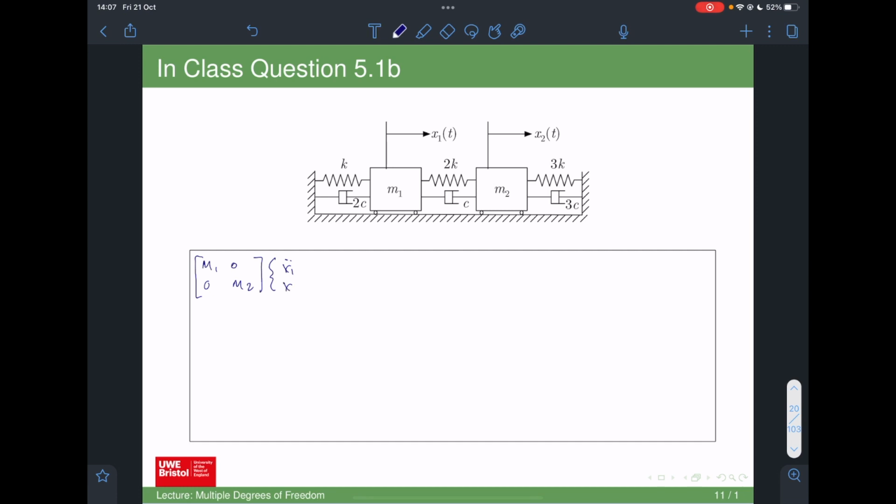X1 double dot, X2 double dot. Damping: for mass 1 we've got 2C and C, so that's 3C. For the second mass it's 4C. And between the masses is minus C. And then for the stiffness matrix, we've got 3K, minus 2K, minus 2K, 5K.